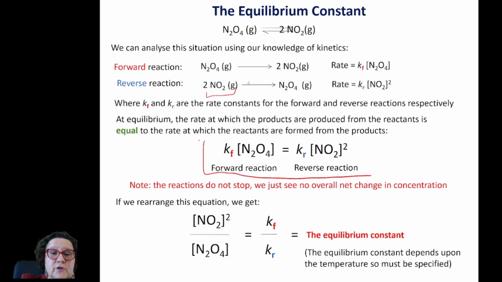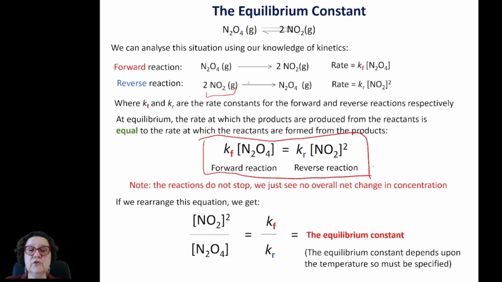So the reaction does not stop, as the slide says. It just goes backwards and forwards at the same rate. Those two speeds are the same. And if we simplify this and rearrange it, so all the concentrations are on one side and all the constants are on the other side of the equal sign, you end up with this.